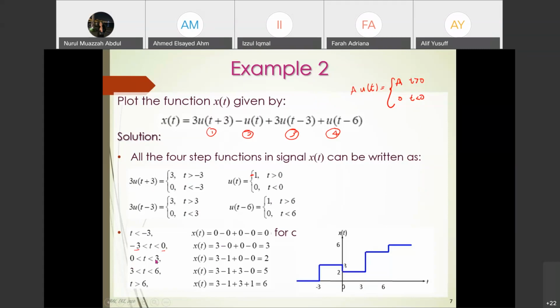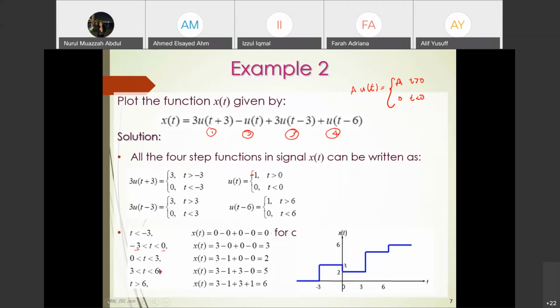Between zero and three, you find the value for signals that are below three but bigger than zero. When t is bigger than zero, this one applies as well. The first one, because it is bigger than negative three, you can put three. And here, t bigger than zero, we have minus one, so you put minus one. For this one, it doesn't have any value, it is still zero because it only has value when t is bigger than three. And this one also has no value. So at t less than three, you add together, you will get two.